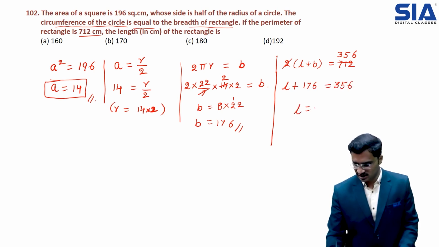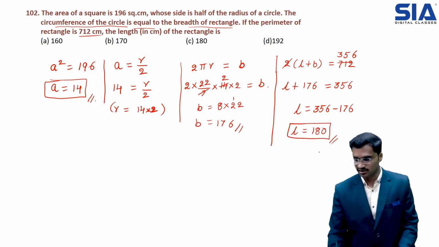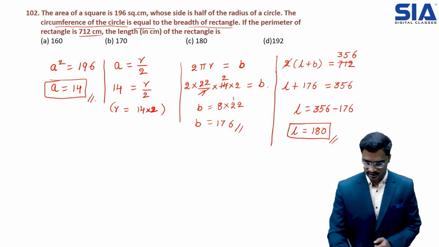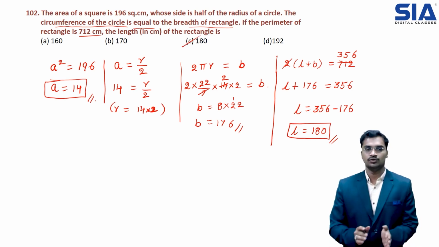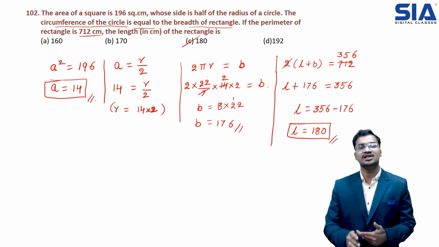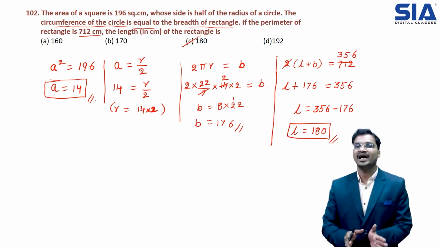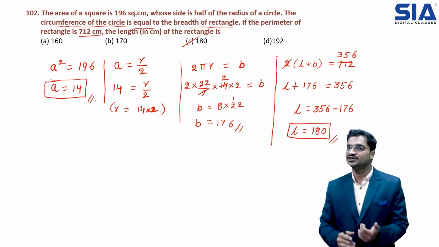Then the length is nothing but 356 minus 176. So the length of that particular rectangle is what? 180. So the length of that rectangle is 180, which is option C. So this question is simply nothing but equating the formulas and satisfying the statements and conditions given here.